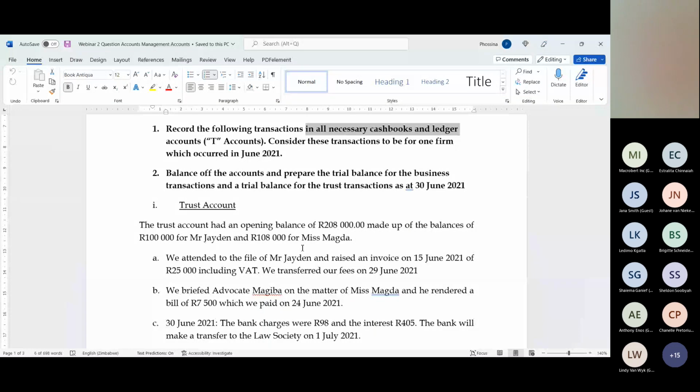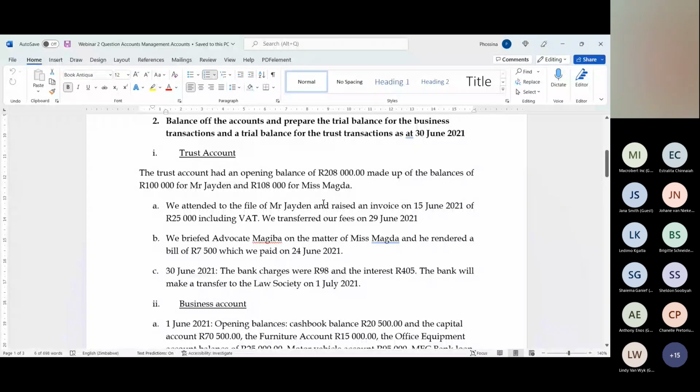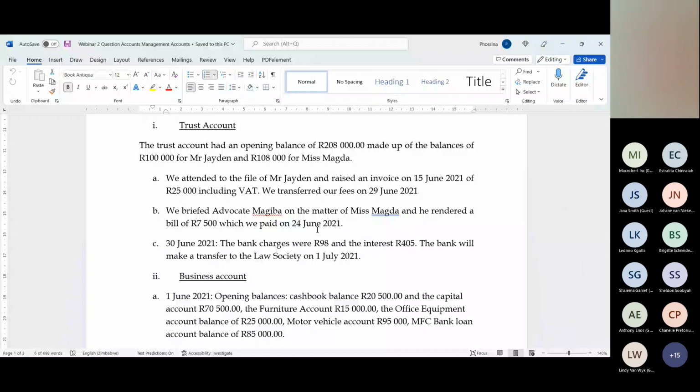Everything has to be accounted for in one firm, and then reporting is done globally, like we take our balances and then we report. Okay, and then part 2, it says balance the accounts and prepare the trial balance for the business transactions and the trial balance for the trust transactions. As you know, we should separate between business and trust transactions. We should always try to separate, even when you are doing your ledgers. If possible, do your trust account, then start on another sheet, do your business account, do the ledgers relating to the business, separate them, because if you mix them, it gives you a headache.